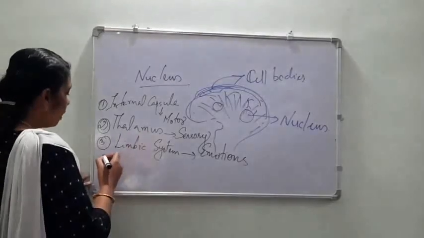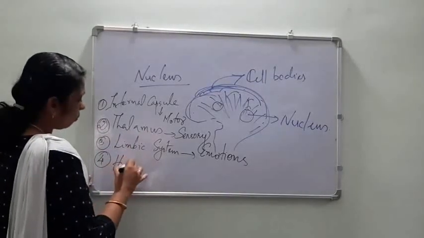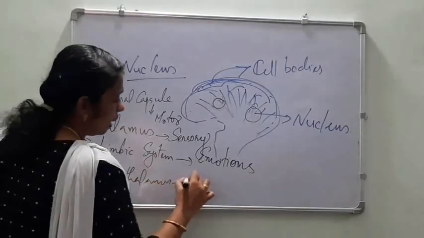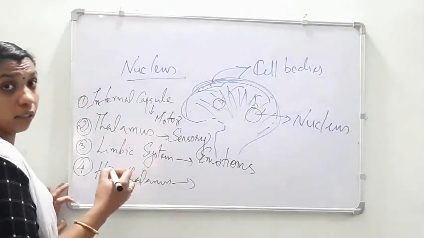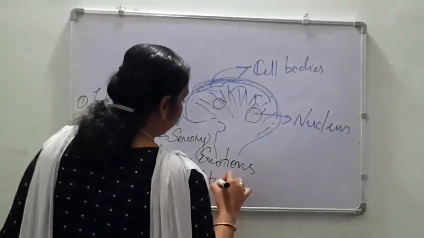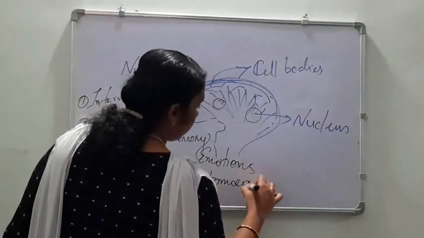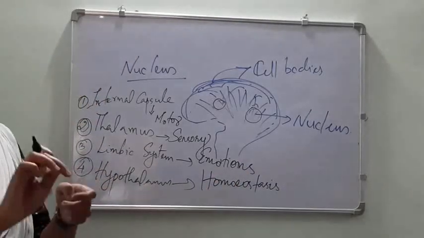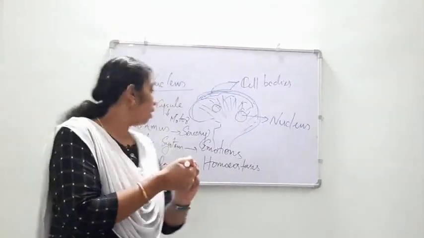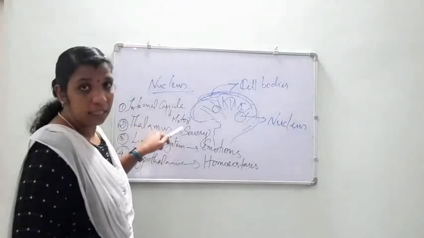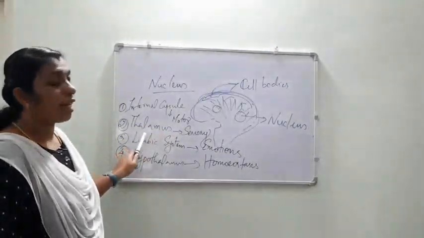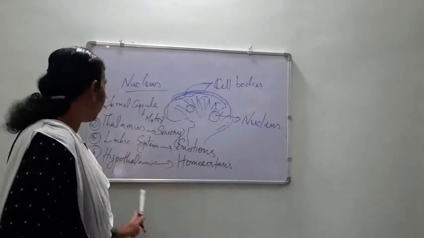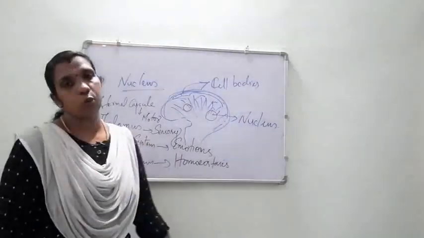And fourth is hypothalamus. Hypothalamus, it is concerned with what? Homeostasis. So these are the most important nuclei you should understand. First is internal capsule, which is concerned with motor function. Second is thalamus, which is concerned with sensory function, limbic system, emotions, and hypothalamus, homeostasis.